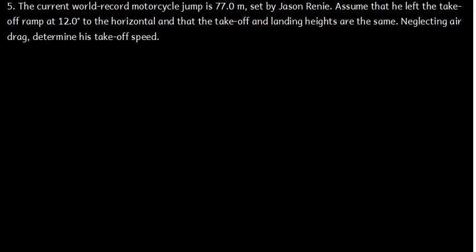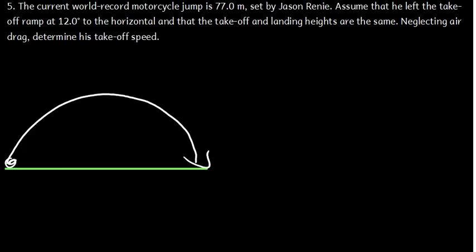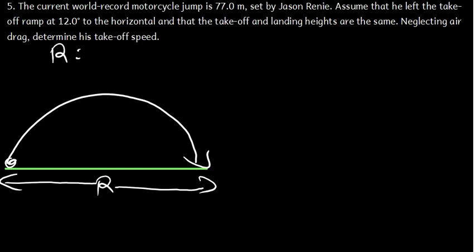Now let's assume this is the type of trajectory, the second trajectory, where you start from the ground. So he jumped from here, so this is the takeoff. From this point all the way to this point, we have what we call the range, and this range we have been given. They are saying that he jumped 77 meters. So that 77 meters is the range.